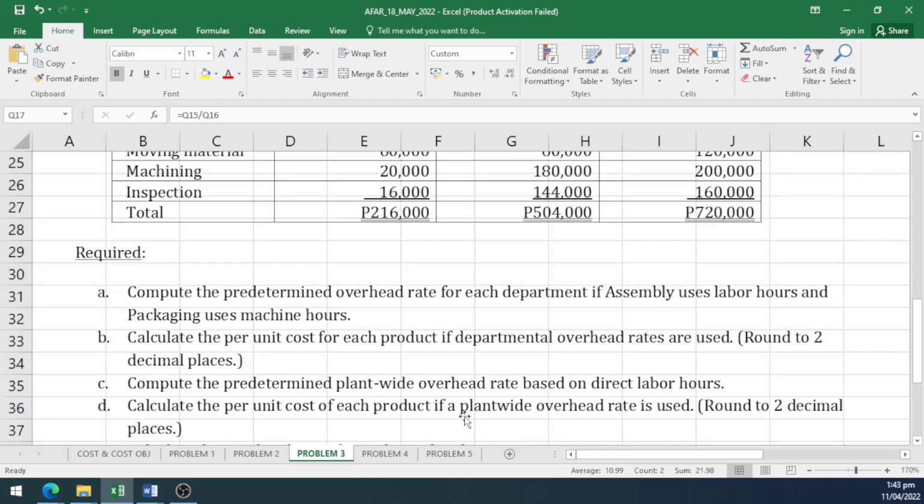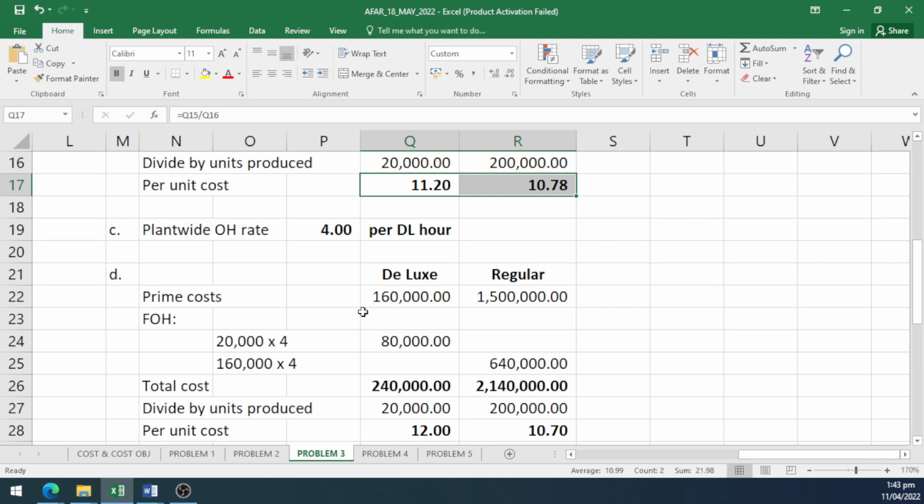Ito, sa letter C, ano? Compute the plant-wide rate based on DLRs. Ito ang ating plant-wide rate. Pag plant-wide system, isang overhead rate lang ang ating gagamitin. It applies to all products. Blanket rate yan, ibig sabihin yan. Ano? Sa plant-wide system, there is just one overhead rate that will be applied to all products. Kahit anong produkto yan, yung rate na yan, yan ang gagamitin.